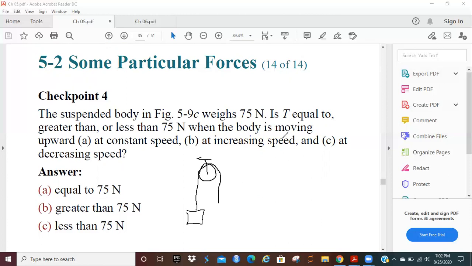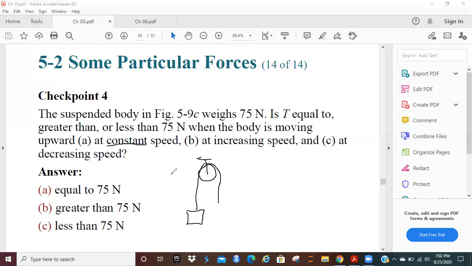So if the body is moving upwards at a constant speed, is the tension going to be equal to, greater than, or less than 75 newtons? And again, that's your key word right there. Equal to, because it's not accelerating. That's right. It's not accelerating. So the tension is going to be 75 newtons.